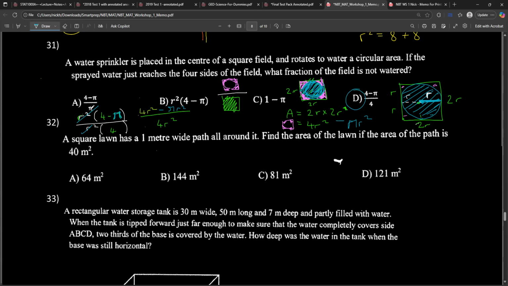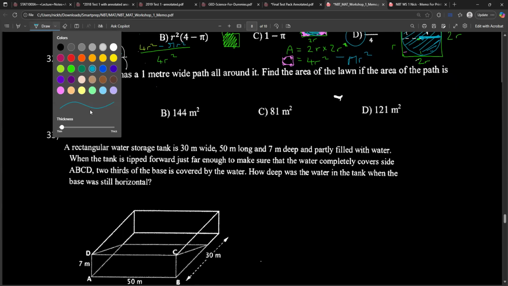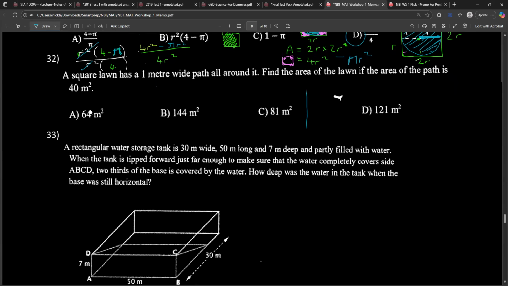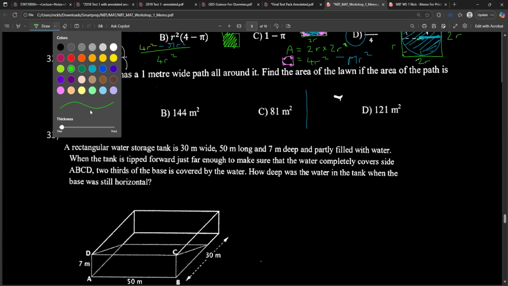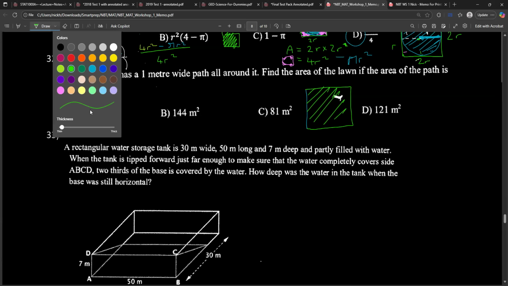Okay, a square lawn has a 1 meter path around it. So these are quite challenging, these questions. Okay, so I have an area of the lawn. So let's do the lawn in green, right? So it's there. And I have a path around this lawn, like that.